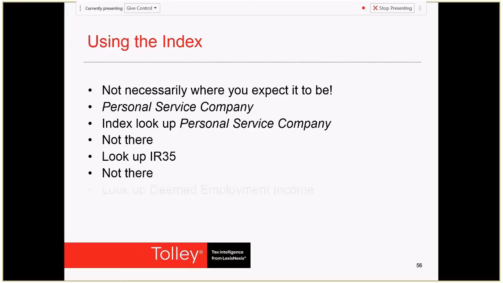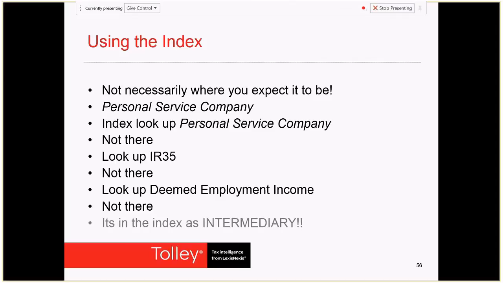That's why the index is not helpful. I know it's deemed employment income, so I'll look that one up. That's not there either. It's actually under intermediary. So I know it's an example, but it's an example.